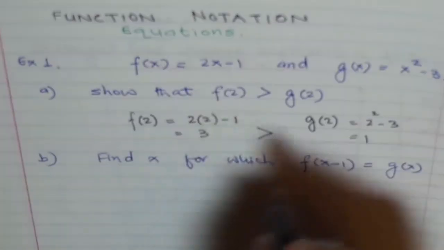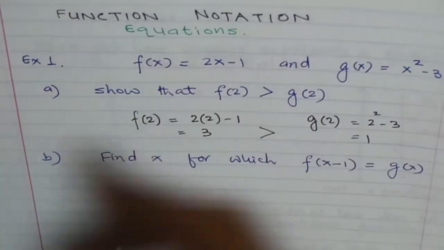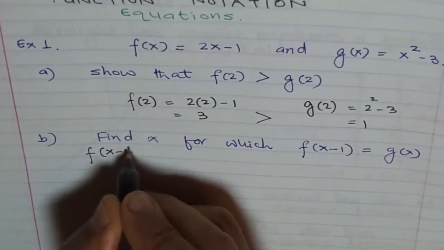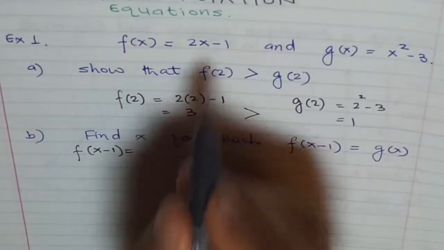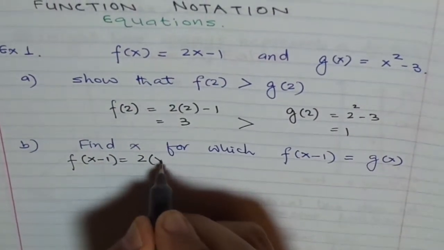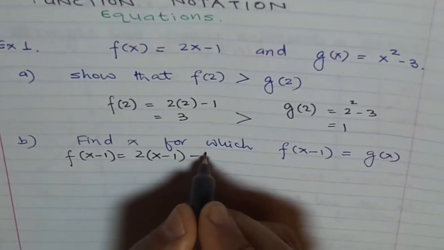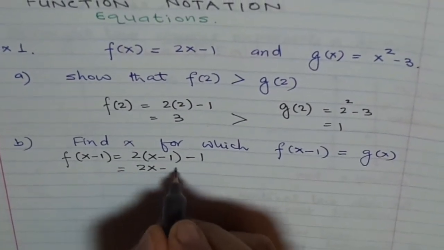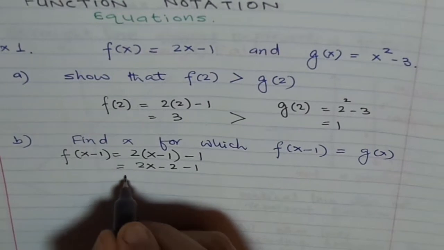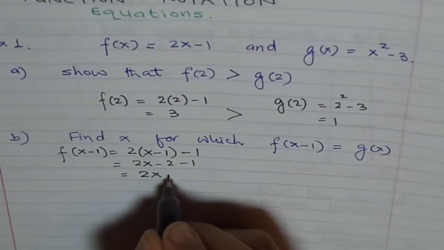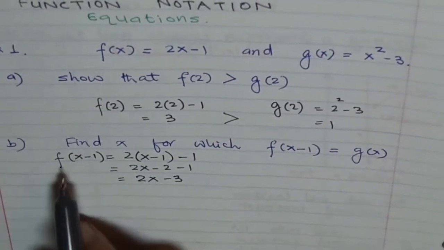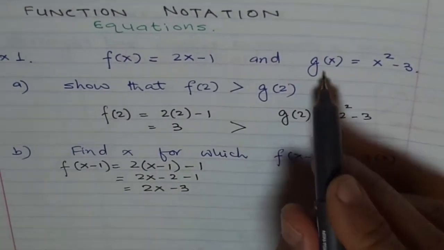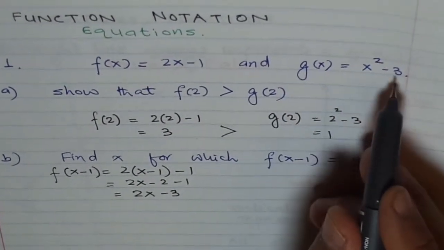So let's do it separately first. f of x minus 1 for this equation is what? We'll replace x with x minus 1. So it's 2 times x minus 1, minus 1. Open the bracket. 2x minus 2 minus 1, which is 2x minus 3. So f of x minus 1 is 2x minus 3 and g of x is x squared minus 3.